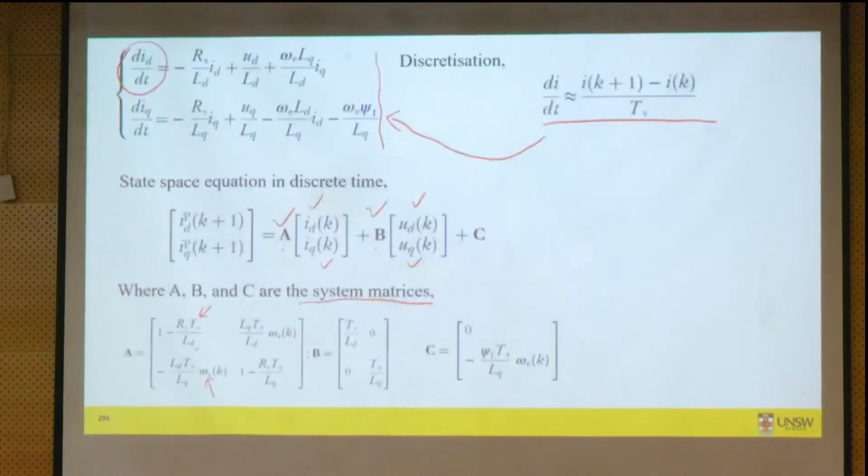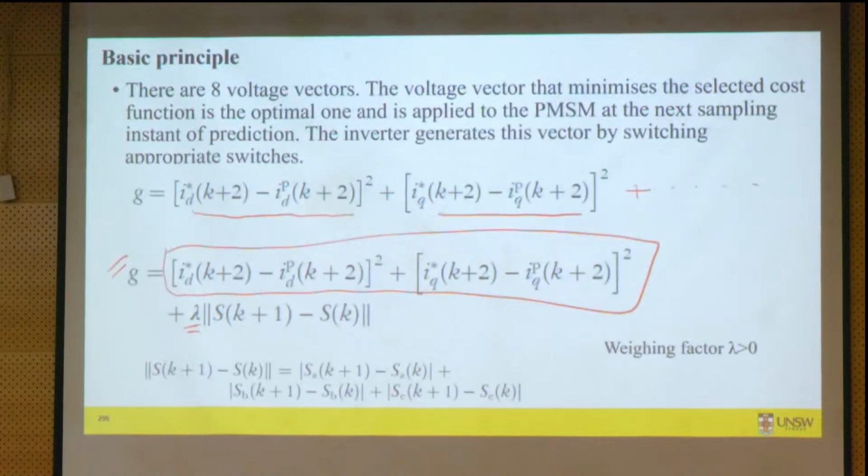So if we only use this one, here you have only one cost function, right? It's only the current. Then you can use I alpha, I beta as well, okay? But if you want to also include switching loss minimization, then finding this weighing factor is very difficult. That's what he is saying, okay? With alpha beta frame, finding this weighing factor is even more challenging.